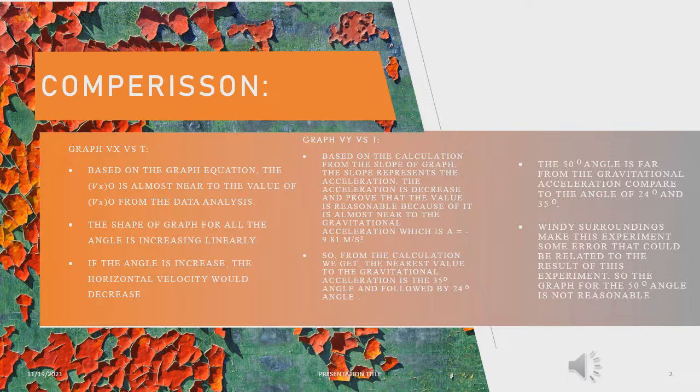So from the calculation we get the nearest value to the gravitational acceleration is the angle 35 degree, which is negative 8.66 meters per second squared, followed by the 24 degree angle, which is negative 8.14 meters per second squared. For the angle 50 degree, it's a little bit far from the gravitational acceleration compared to the angles 24 and 35. This is maybe because of windy surroundings that made this result have some error. So the graph for the 50 degree angle is not reasonable.